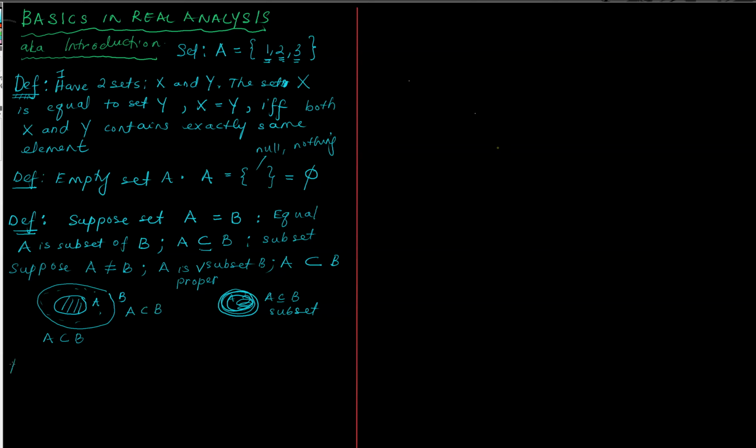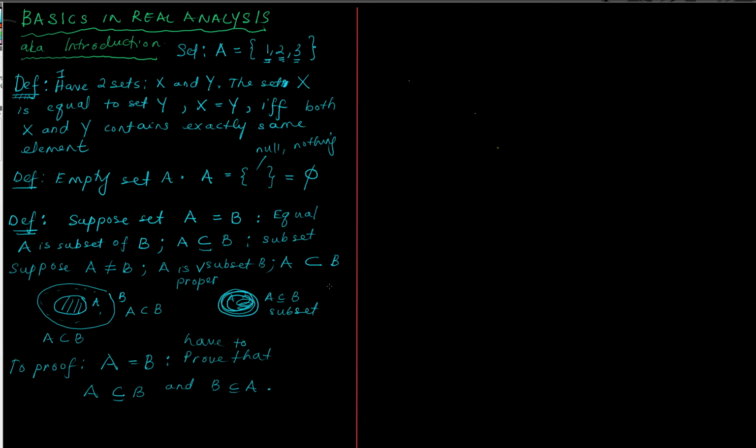So in order to prove any sets A equals B, you have to prove that A is a subset of B and B is a subset of A. So this is how we are able to prove equality of two sets.